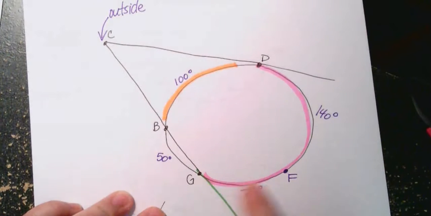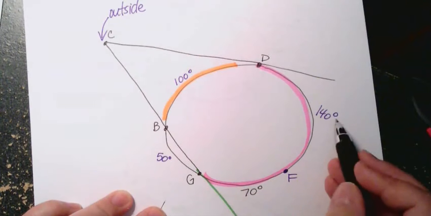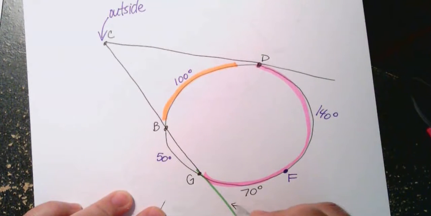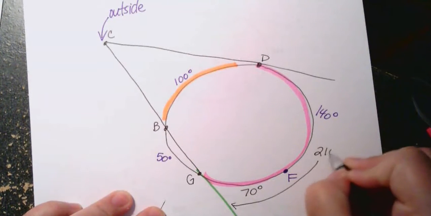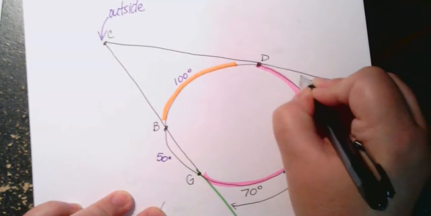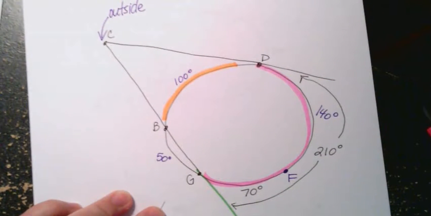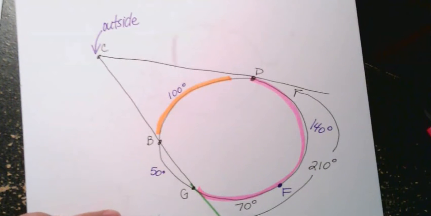So altogether, these have to add up to 360, and they do now. Now, the pink arc is not 140 and it's not 70. It's 140 plus 70. So that makes it 210. That whole way around.